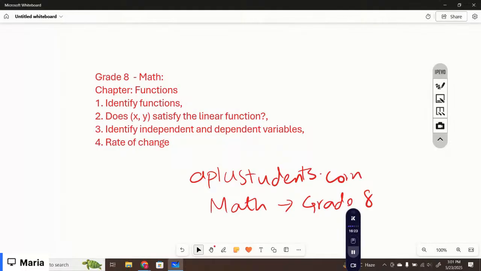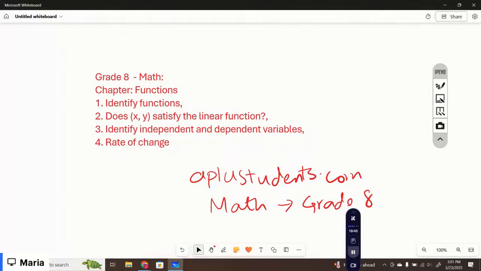We're going to start with the chapter functions. The lessons we're going to cover today are identify functions, identify direct and satisfy value function, identify independent variables, and rate of change.